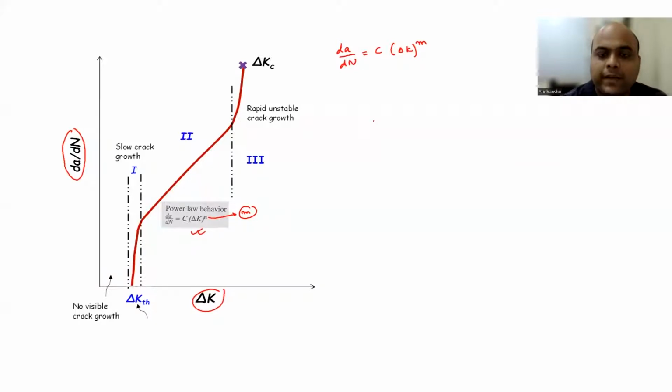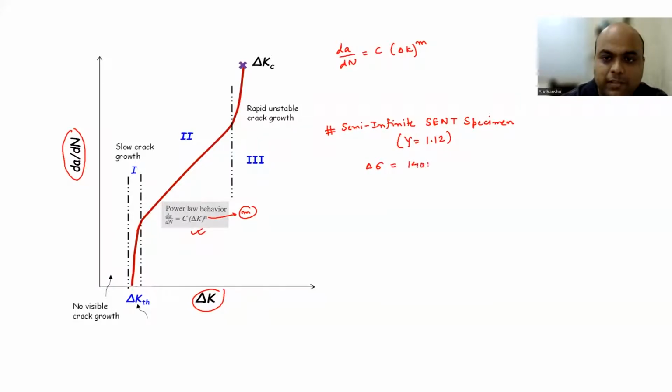Okay. So suppose you are performing a test on, say, an infinite or semi-infinite SENT specimen. And what is the Y value for semi-infinite SENT? We had discussed that it is 1.12. Okay. And the test is being done under constant applied stress, that is delta sigma is say 140 MPa. Okay. And the Paris law behavior is like this: dA/dN, that is in meter per cycle, is given as 0.66 into 10 to the power minus 8 delta K to the power 2.25. Okay, where you know what delta K is, right?